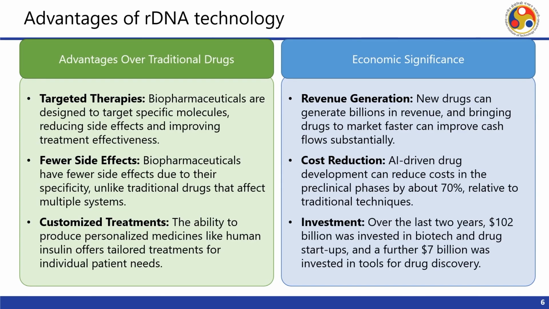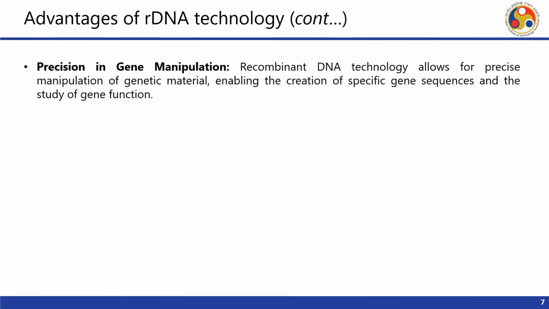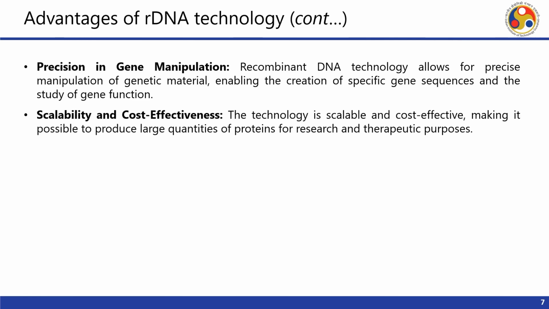And then over the last 2 years, around $102 billion was invested in biotech and drug startups, and a further $7 billion was invested in tools for drug discovery. We have precision in gene manipulation when we are using this particular technology. Recombinant DNA technology allows for precise manipulation of genetic material, enabling the creation of specific gene sequences and the study of gene function. Then there is the advantage of scalability and cost effectiveness.